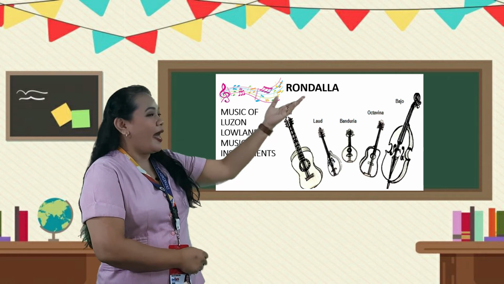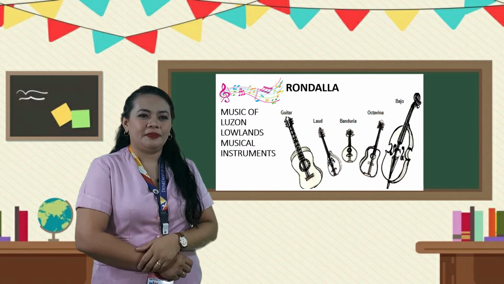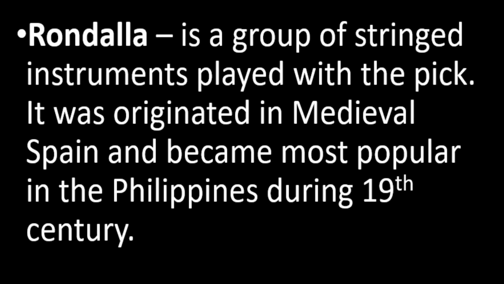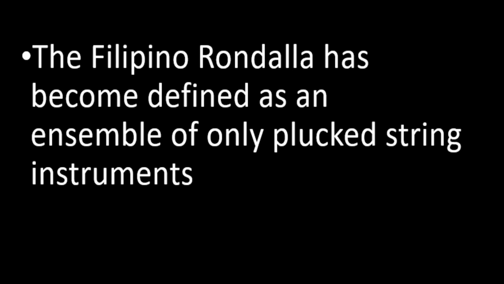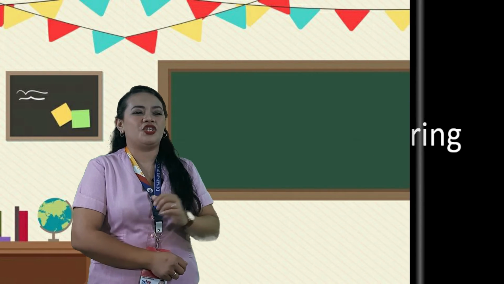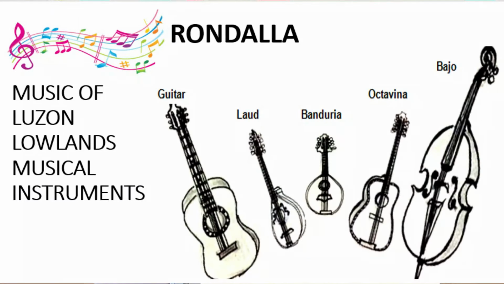First, we have Rondalia. Rondalia is a group of string instruments played with a pick. It originated in medieval Spain and became most popular in the Philippines during the 19th century. The Filipino rondalia has become defined as an ensemble of only plucked instruments, namely bandurria, octavina, laúd, guitarra, and bajo de uñas.